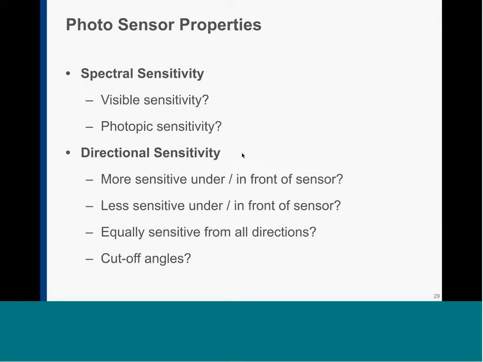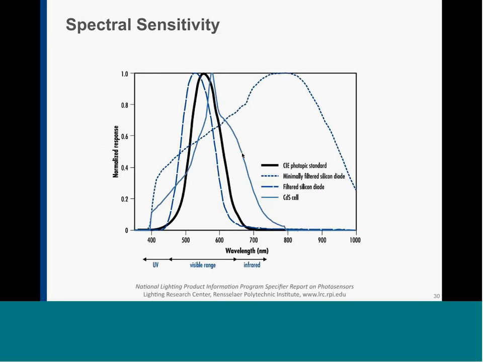You can see down here the electromagnetic spectrum within the visible and the near infrared, and you see different examples of photosensor sensitivities, again from LRC from several years ago. But you see that the tendency is to hit the photopic curve, which I believe is fine. Here are results from measurements that we did on several photosensors in terms of directional sensitivity.